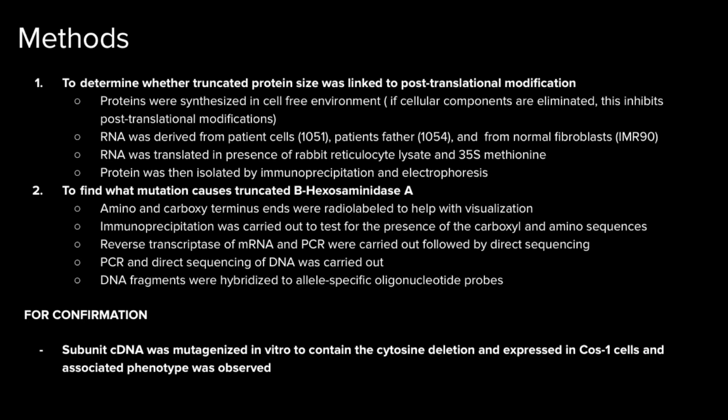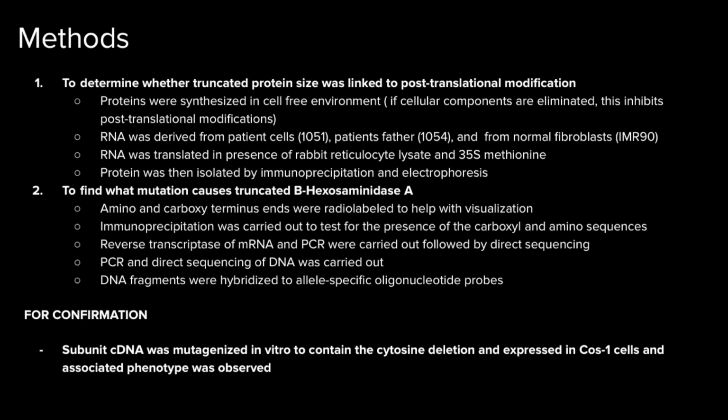The second big question was to find what mutation causes truncated beta-hexosaminidase A. The methods that were done to answer this question were that the amino and carboxyl termini were radiolabeled in order to help with visualization. Immunoprecipitation was carried out as well, but was performed to test for the presence of carboxyl and amino sequences. Reverse transcription of mRNA and PCR were also carried out, followed by direct sequencing.